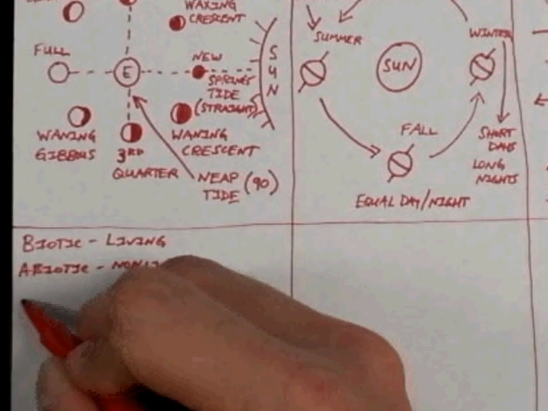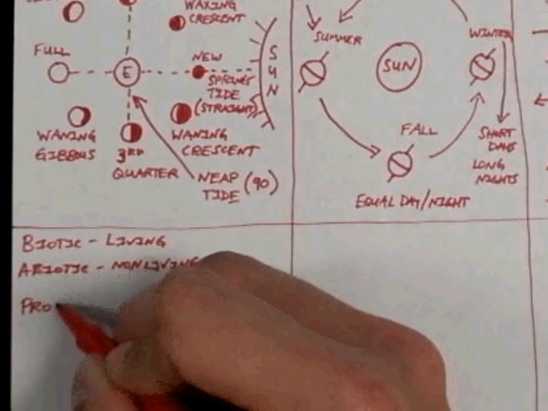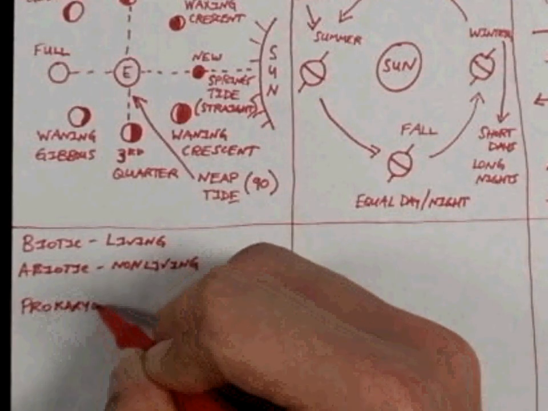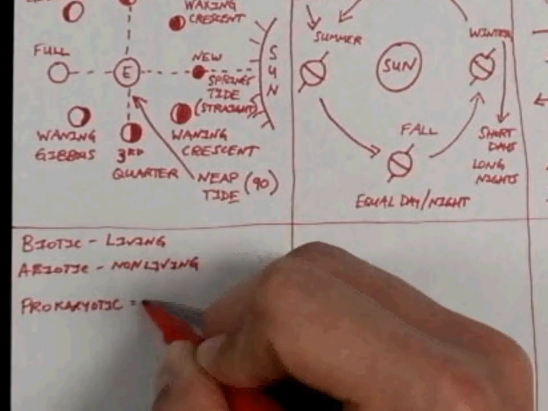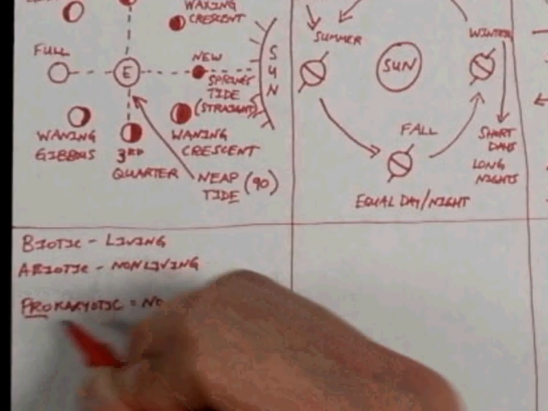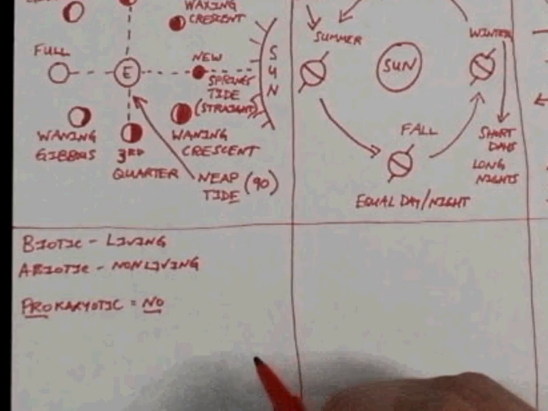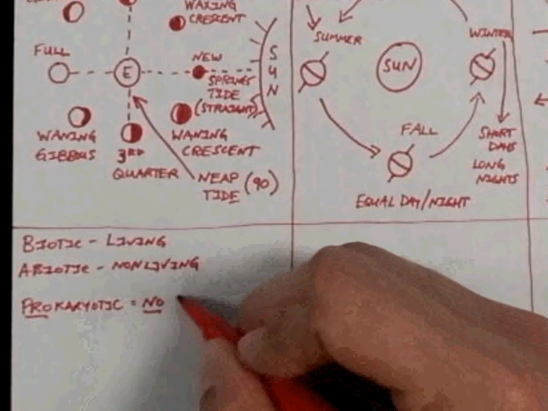Prokaryotic and eukaryotic. So we can just write pro, or you can write out the whole word. Prokaryotic has no nucleus. Pro, no. They kind of rhyme together. That's the way to remember that. Pro, no. I'm going to write the word nucleus just so I know.